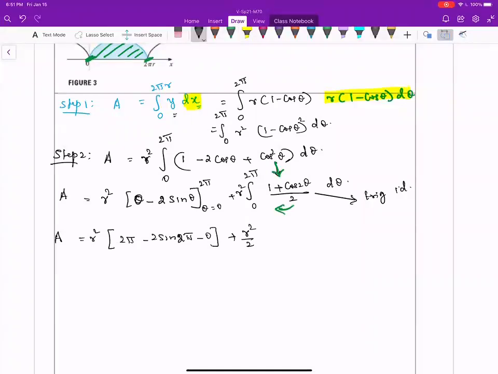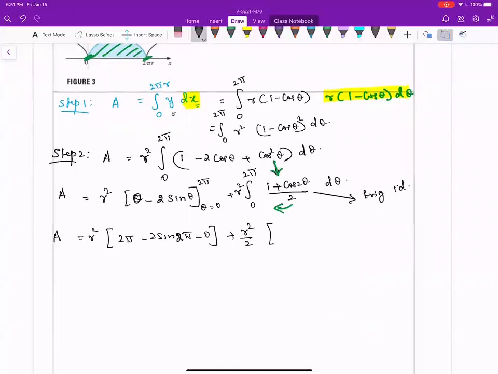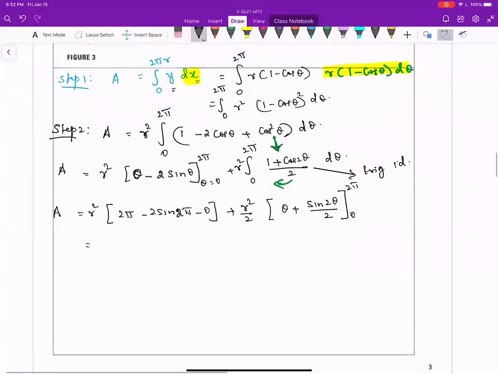And then you integrate, which is integral of 1, that will be theta. Integral of cosine 2 theta, that would be sine 2 theta over 2 between 0 and 2 pi. So it is sine 2 pi part is 0. So it is R square times 2 pi plus R square over 2.